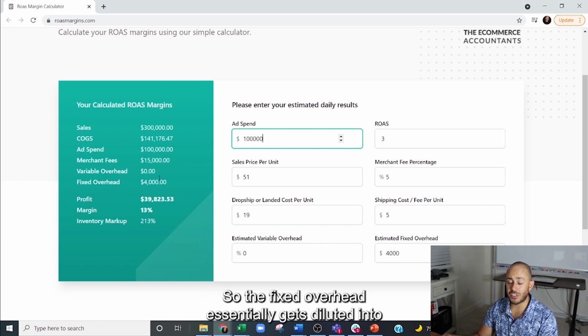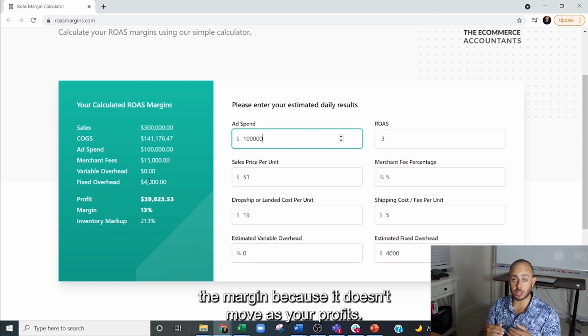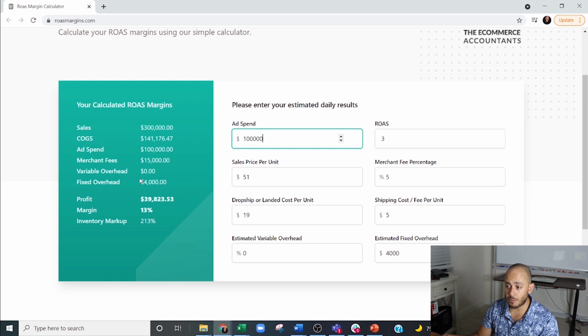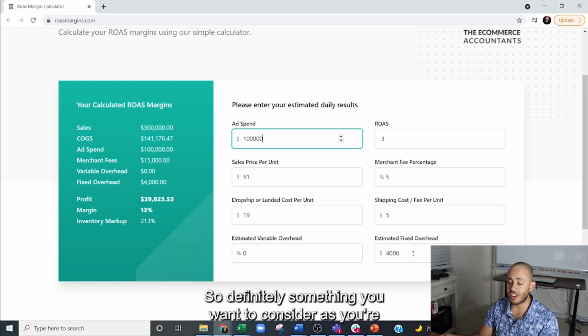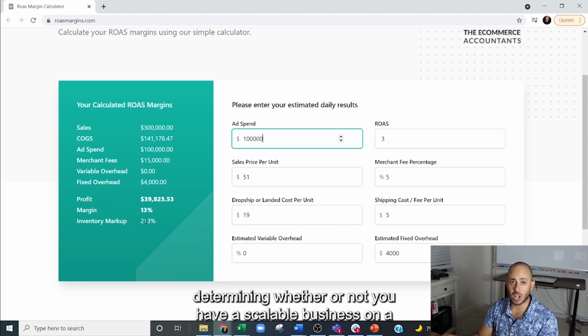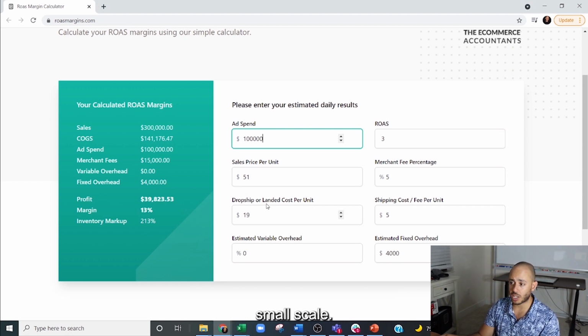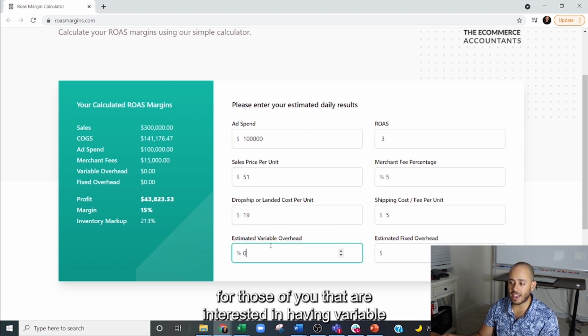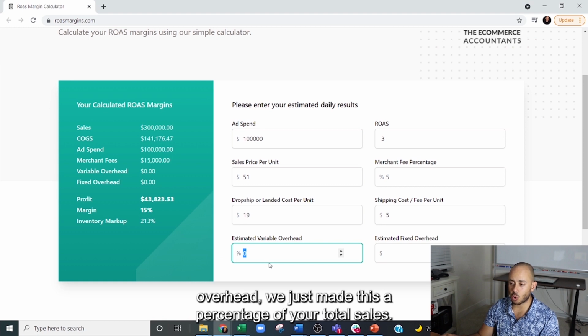So the fixed overhead essentially gets diluted into the margin because it doesn't move. As your profits increase, the fixed overhead doesn't move. So definitely something you want to consider as you're determining whether or not you have a scalable business on a small scale. And then the last thing we added here, for those of you that are interested in having variable overhead, we just made this a percentage of your total sales.